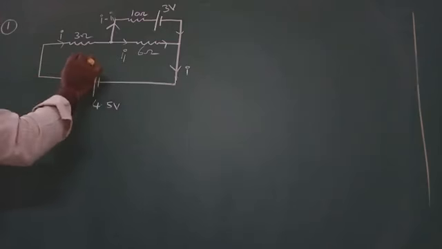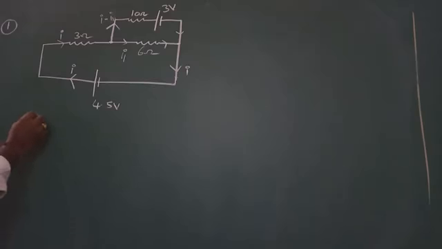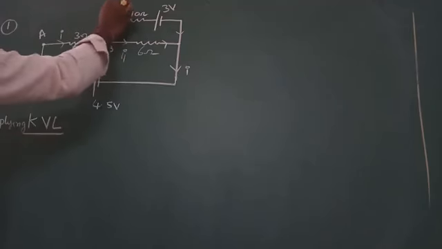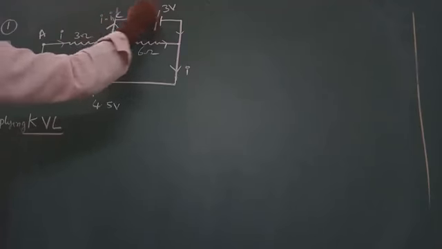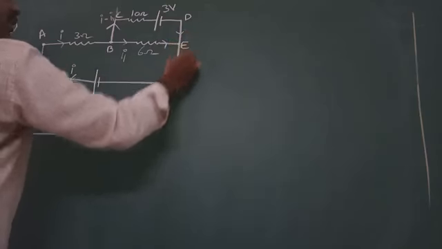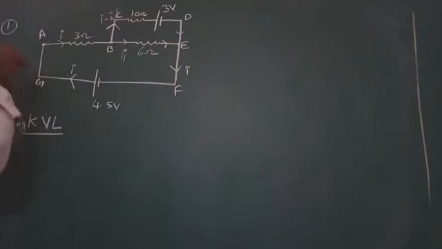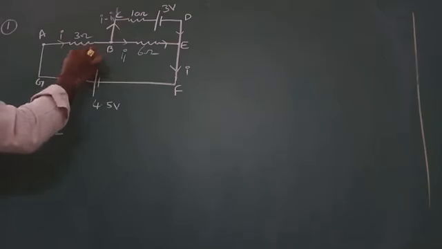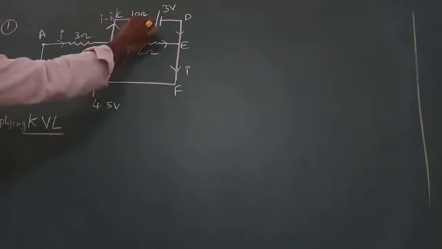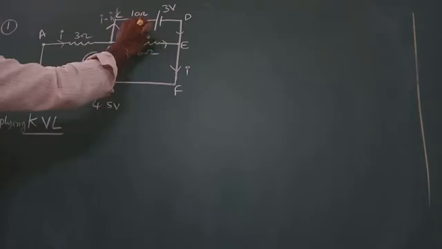Here we can apply two laws, KCL and KVL, Kirchhoff's voltage law. Before applying KVL, we label the points in the circuit diagram as A, B, C, D, E, F, and G. Applying KVL, this is the first loop and this is the second loop. These are the two loops.